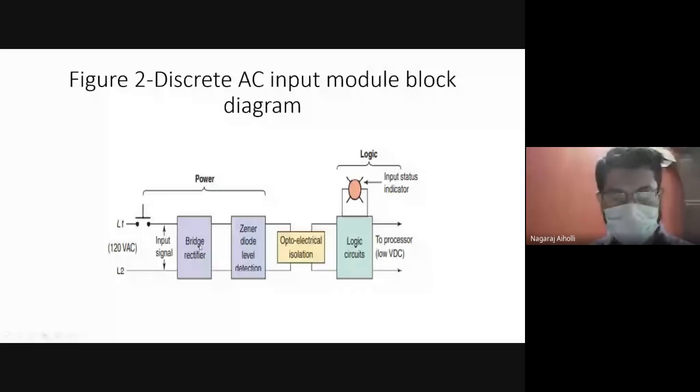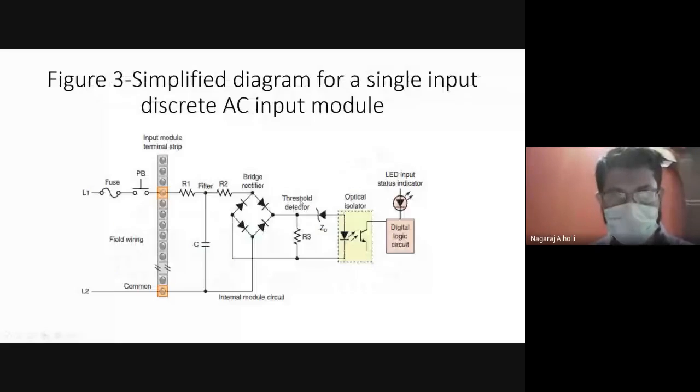So what is this bridge rectifier circuit? It is this bridge rectifier, right? Then what is the Zener diode detection? It is this, the Zener diode and the resistor. What is the optocoupler? It consists of the diode and the phototransistor. All these are explained in detail considering their circuits. So that is this diagram.